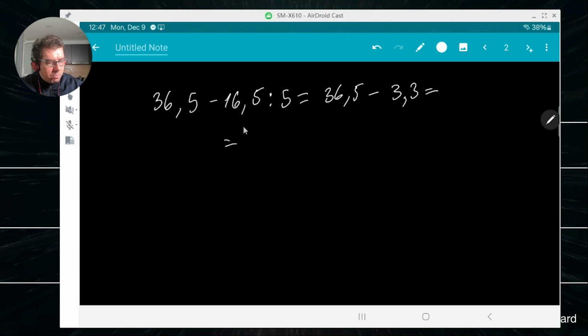And now I perform the subtraction. 5 minus 3 is 2, write the dot or the comma here. 6 minus 3 is 3, and 3 minus 0 is 3. 33.2. Okay.